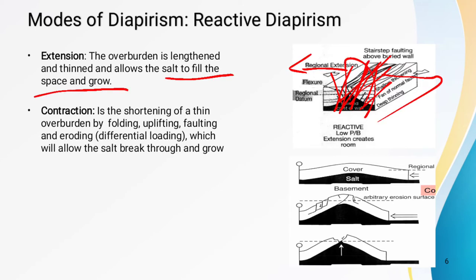The contraction, what is it? Shortening, folding. It's shortened, which means cracks form in the hinge area. So the hinge area forms cracks, and salt rises. Okay.